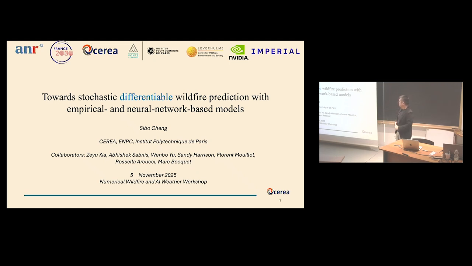This is a continuous effort with my collaborators, first from Imperial College London and the UK Lemmenholm Wildfire Center, where I did my postdoc, and also with my current colleagues and some students at NPC. So actually, things since last year.